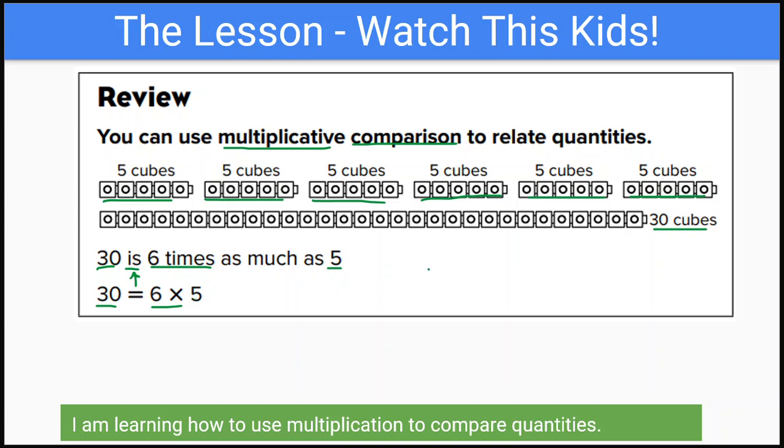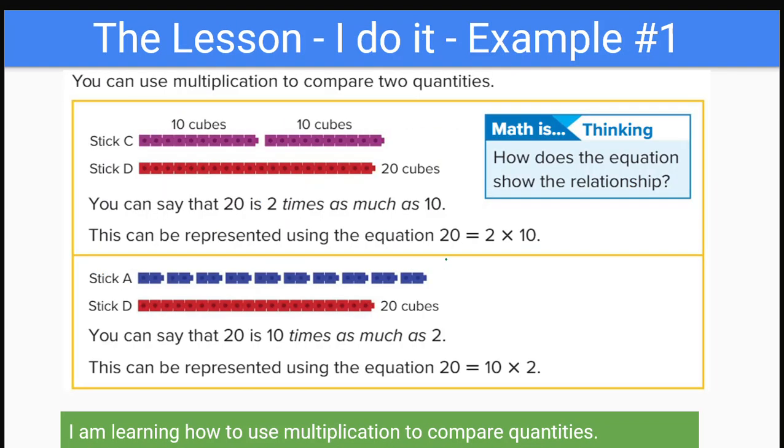Kids, you're learning how to use multiplication to compare quantities. Let's look at another example. All right, well, in this example right here, they have stick C and stick D. Each one of the C sticks is worth 10. There's 10 cubes right here, and there's 10 cubes right here. Okay, so we see that 2 times, don't we? We see the 10 one time and we see the 10 2 times. Well, if we were to put them all together, you'd get the same as what you see in stick D right here, the red one, which is 20 cubes.